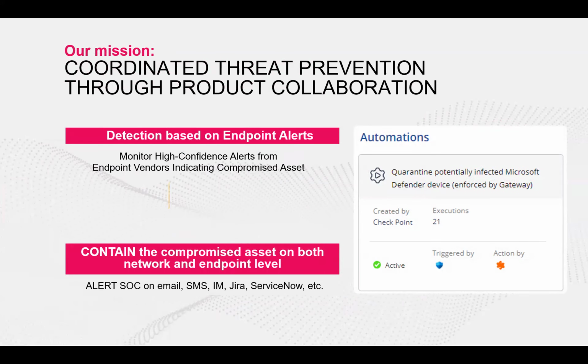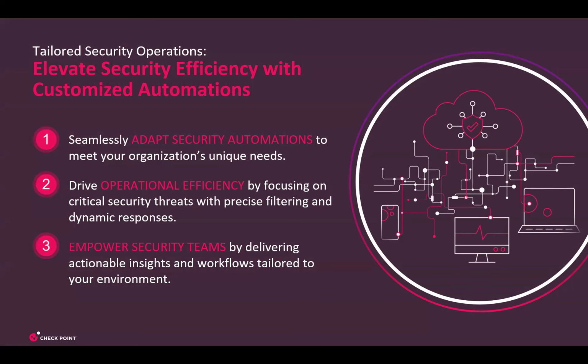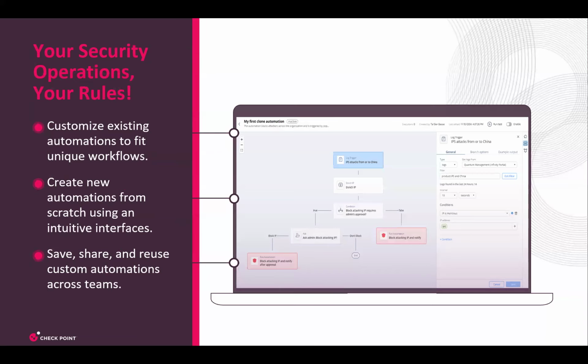It's coordinated threat prevention through collaboration, right? So it detects on endpoint alerts, contains the compromised asset. It can alert to the SOC, to an SMS, to Jira, ServiceNow, and it could be tailored, right? So you can adapt these automations to your unique needs. You can change them. You can make copies and make additional actions, right? Which drives your operational efficiency, right? Because it focuses your team on the critical security threats. And it empowers your team by delivering an actual actionable insight and a workflow.